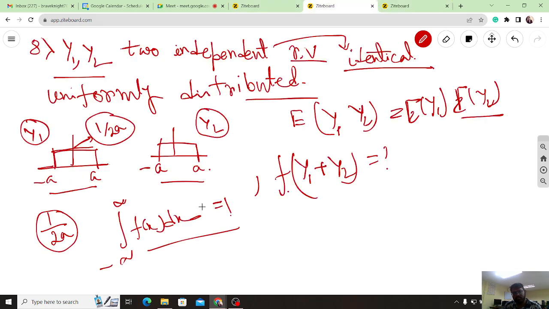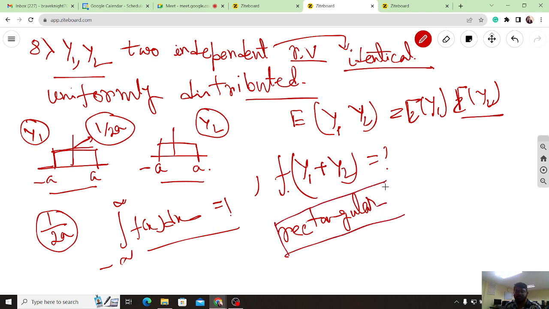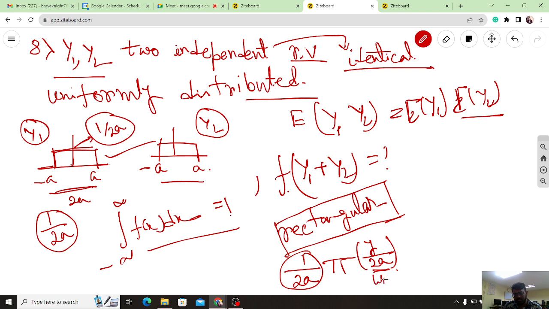One sort of notation is both of them are a rectangular pulse. As we have discussed earlier for the Fourier transformation, this is a rectangular pulse with an amplitude of 1 by 2a and width 2a. So this is the amplitude and this is the width 2a.